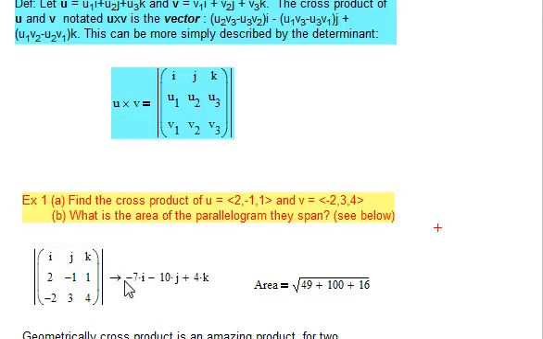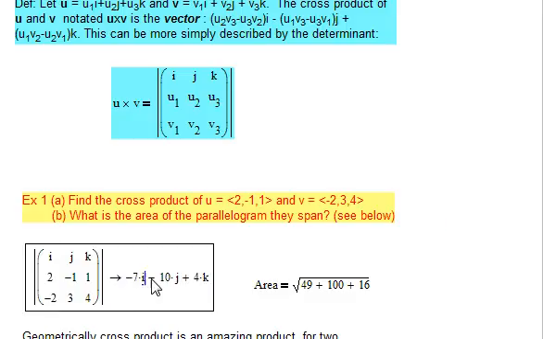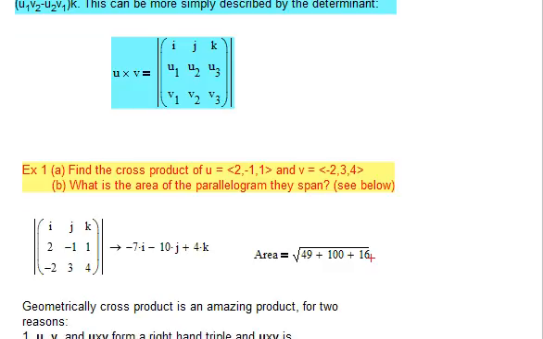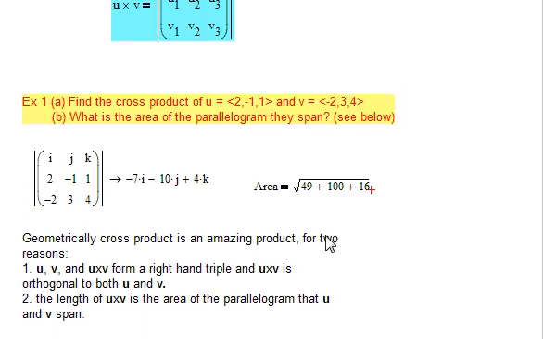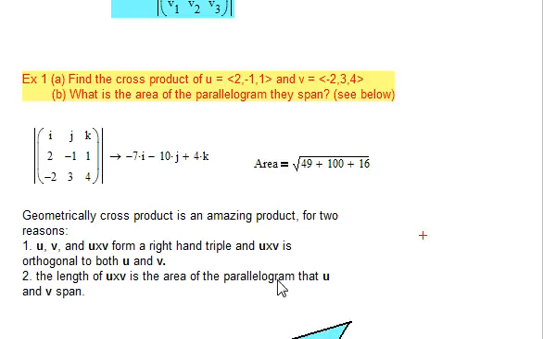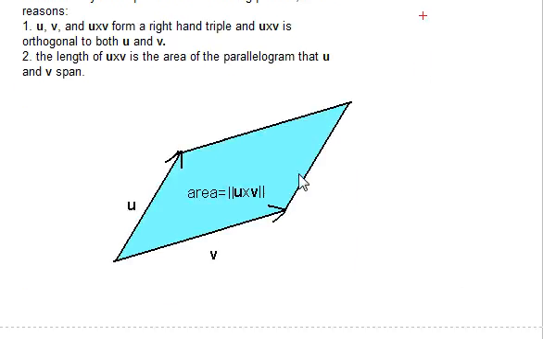So let's see, the length of this vector would be the square root of negative 7 squared plus negative 10 squared plus 4 squared. So that would be the square root of 165. So it's an amazing thing, the cross product, for two reasons. u, v, and u cross v form a right-hand triple, and u cross v is orthogonal to both u and v. And the second thing is the length of u cross v is the area of the parallelogram that u and v span. So in other words, the area of this parallelogram here is the length of u cross v. Pretty cool beans.